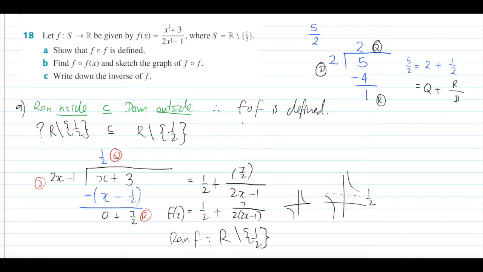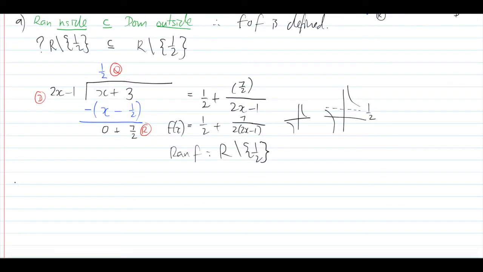Right, so that's that. Let's move on to 18b. So this is where the algebra is going to come in. All we want to do is find the composite function f of f, okay? So I'm going to put it down here, and let's rewrite f(x), okay? f(x) can be written as a half plus 7/2 over 2x minus 1.